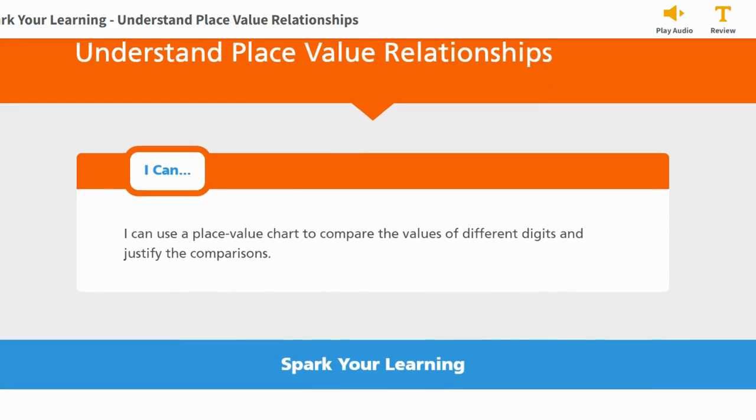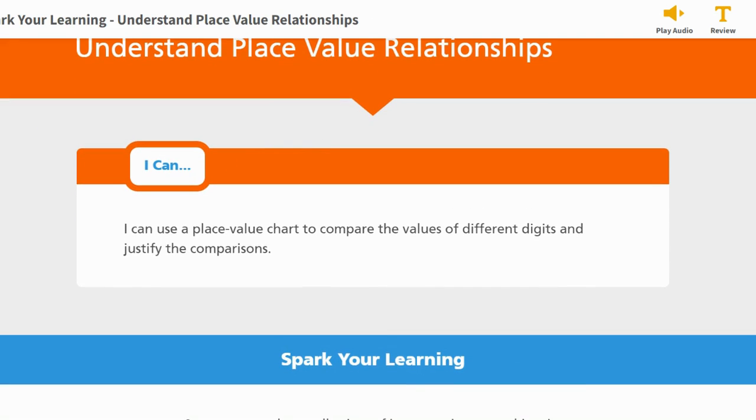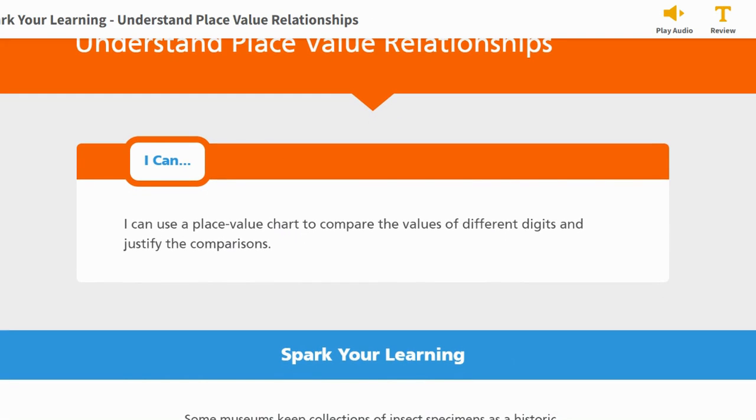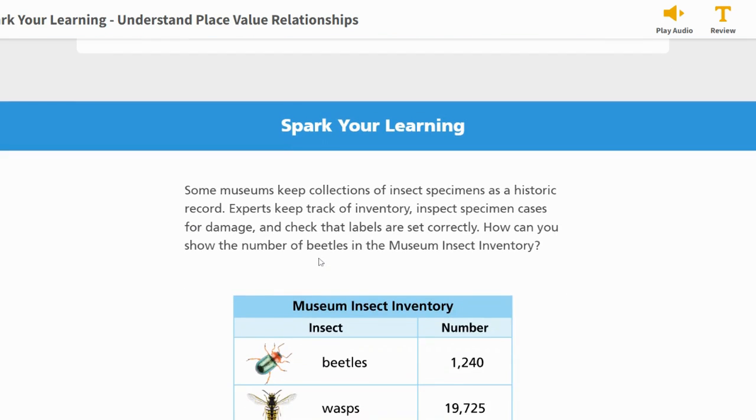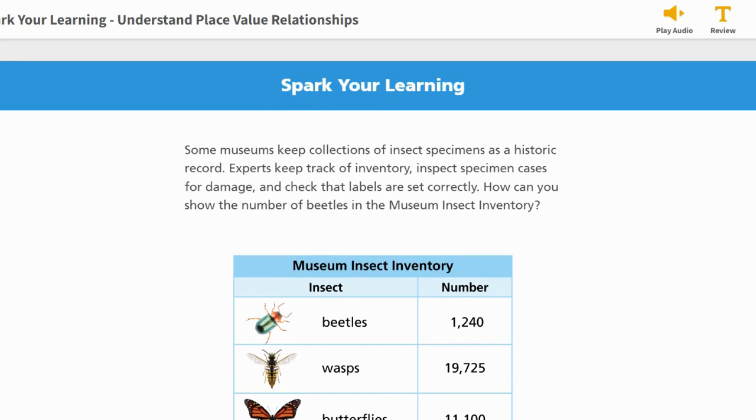You should be able to say, I can use a place value chart to compare the values of different digits and justify the comparisons. So basically, you need to compare numbers and you need to prove it to me. Here's a way to spark our learning and our thinking.